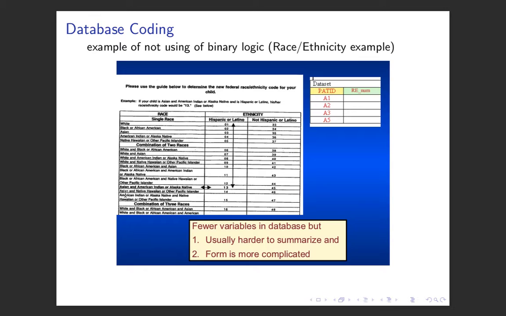So here's an example where they actually coded things not using binary logic, but had it as a sort of categorical variable with lots of different levels. That can be useful for the purposes of collecting the data, but it may not be as useful for analyzing the data. And it makes the form much more complicated because now people have to fill out lots of different combinations.